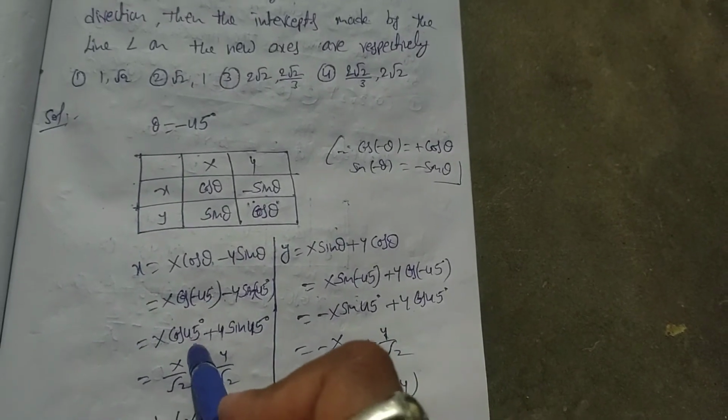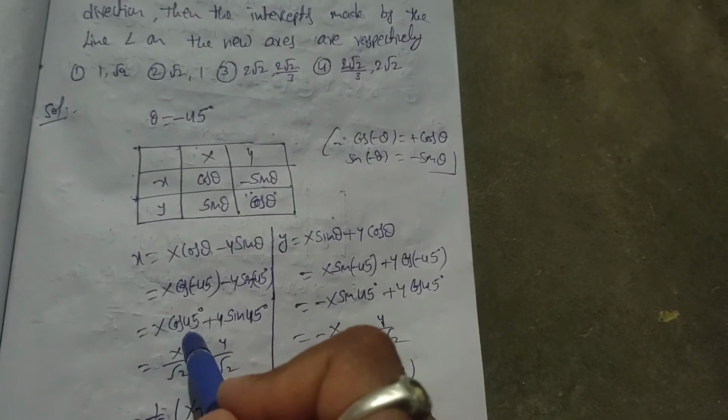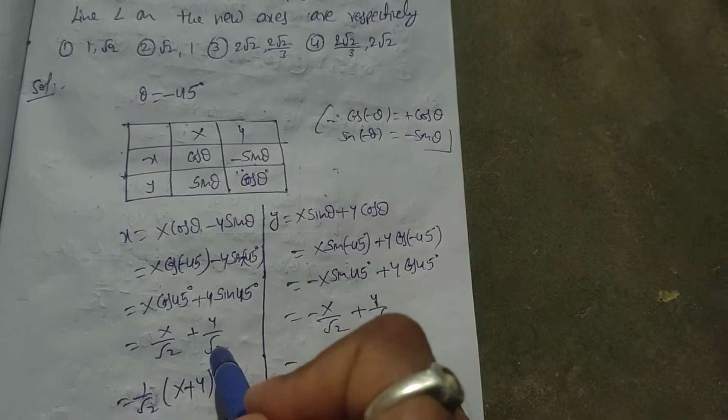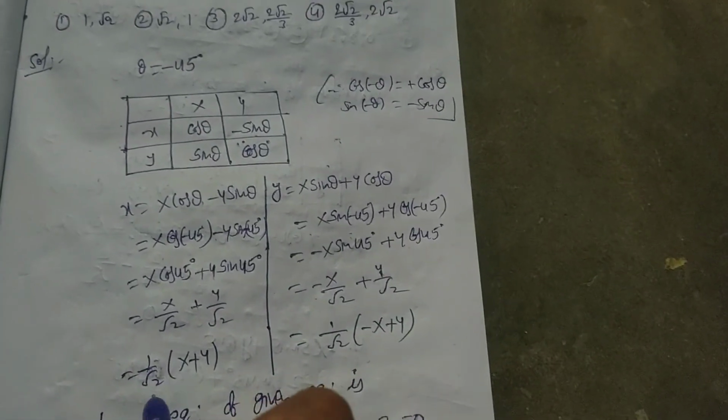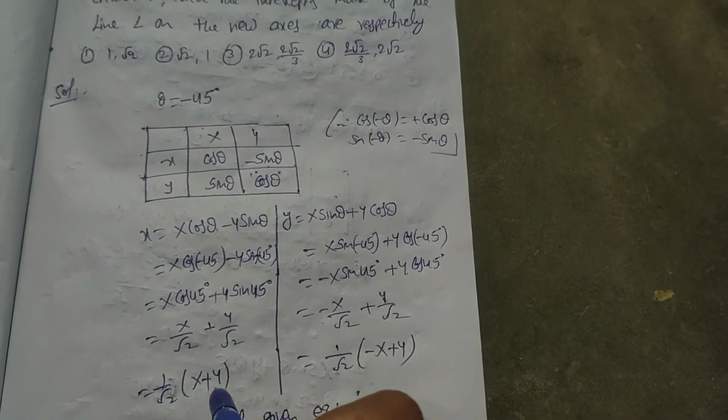So cos 45 degrees and sin 45 degrees are both equal to 1 by root 2 only. So this is x into 1 by root 2, that means x by root 2, plus y into 1 by root 2, that gives y by root 2. If you take 1 by root 2 common, you have x plus y. So small x is equal to 1 by root 2 into x plus y.